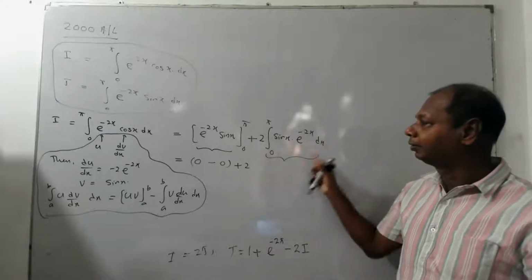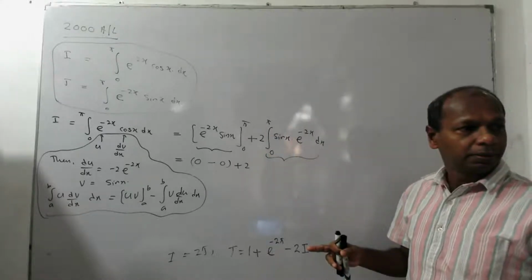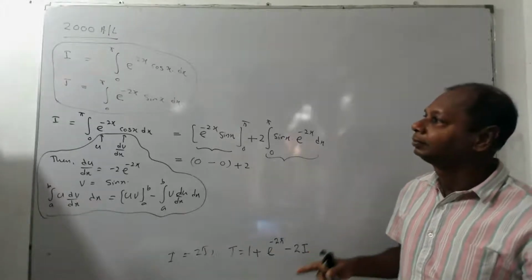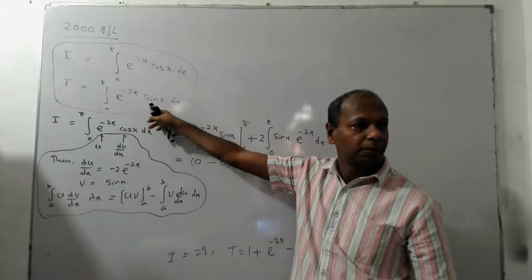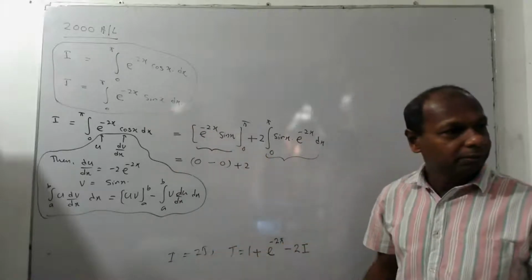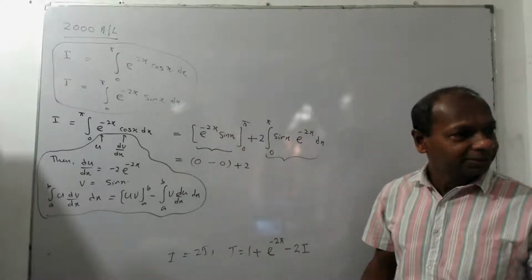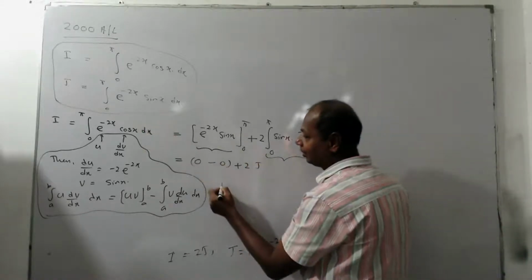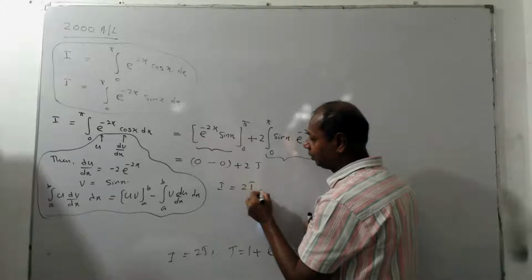What is this? It's J. So you get the equation I equals 2J.